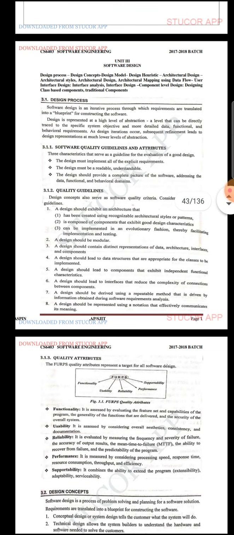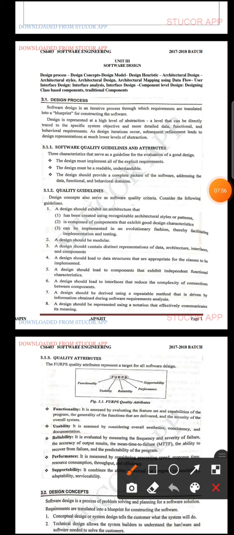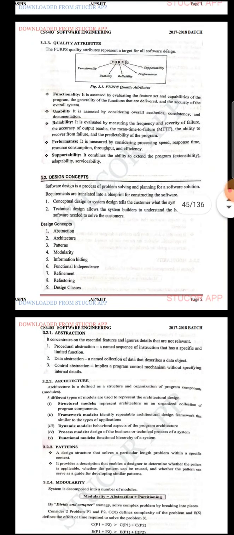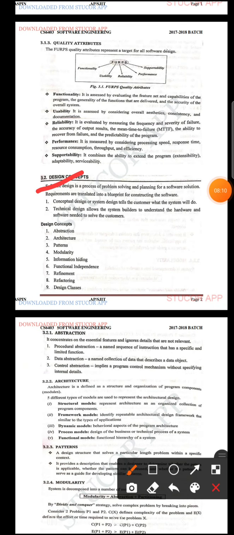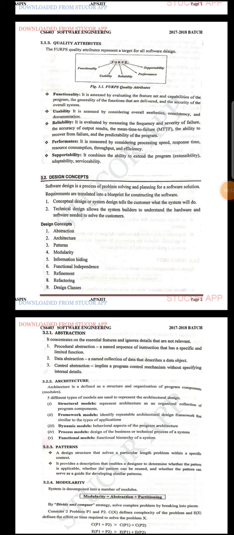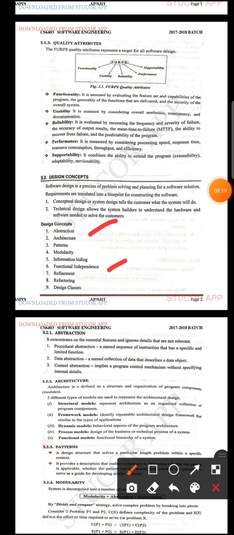Okay, the first question is design process. Other than design process, I have asked about design concepts. Design concept is a very important question, and you'll be getting 2 marks from this topic also. Design concepts. So you have to explain all these 9 concepts in a smaller manner.